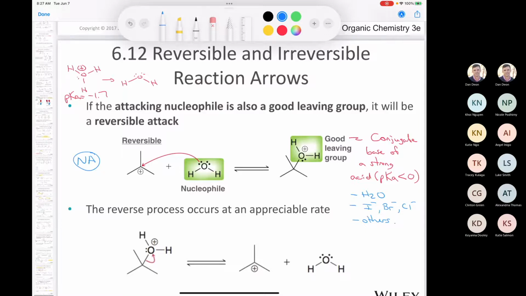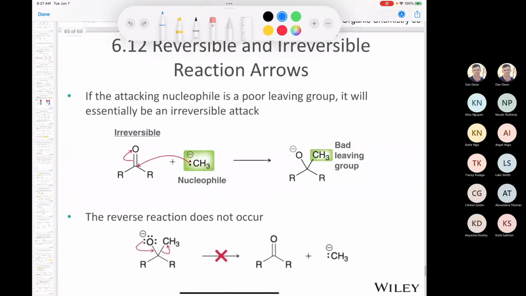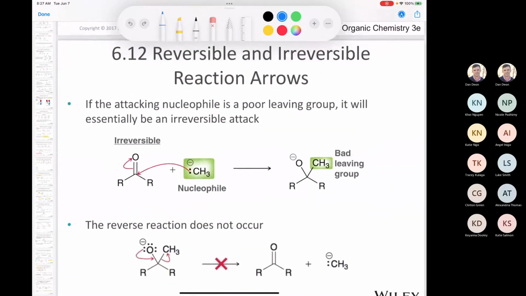It says the reverse process, where the leaving group just leaves, like it's shown here, occurs at an appreciable rate. So now you know what a good leaving group is. And if your nucleophile is also a good leaving group, it's going to be a reversible nucleophilic attack. If the nucleophile, however, is a poor leaving group, it's going to be essentially an irreversible attack.